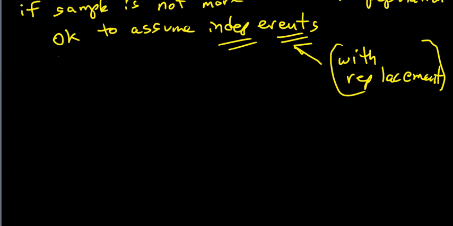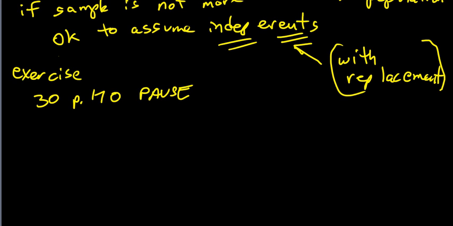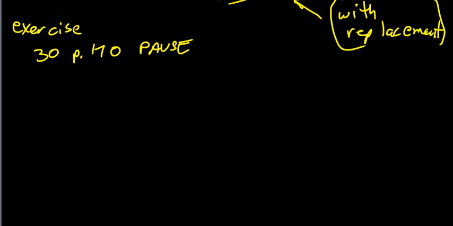Alright, I want to do exercise 30 in our text, and give me a minute here. I believe it's on page 170. Yes, exercise 30, page 170. So please pause now, review that question, and get familiar with its given information, and we'll come back and work it out. Okay? Please pause now.